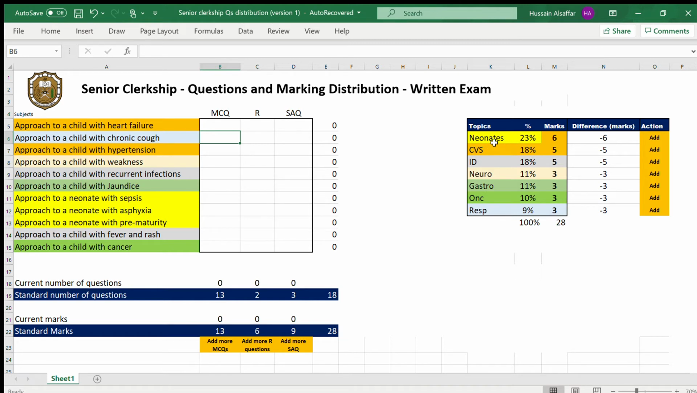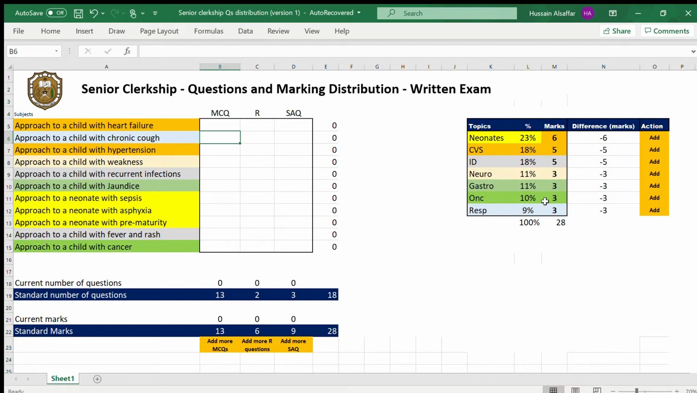So for example, neonates consist of 23% of the total subjects, cardiovascular 18%, ID 18%, neurology, gastro-oncology between 10 to 11%, respiratory 9%.